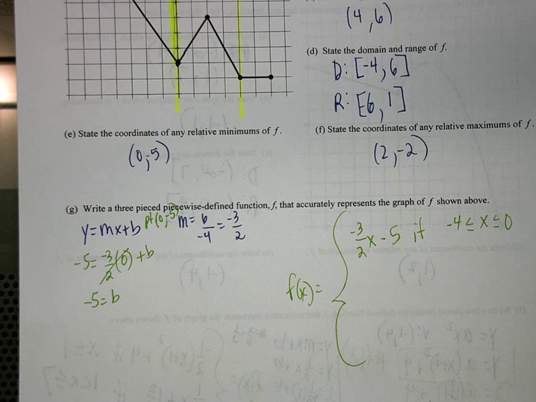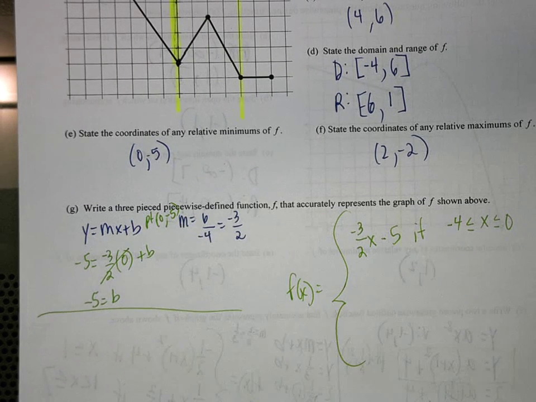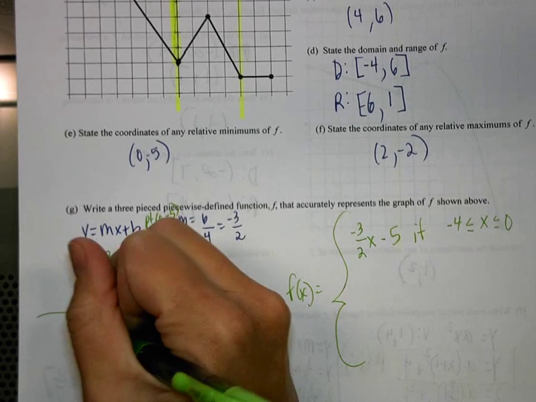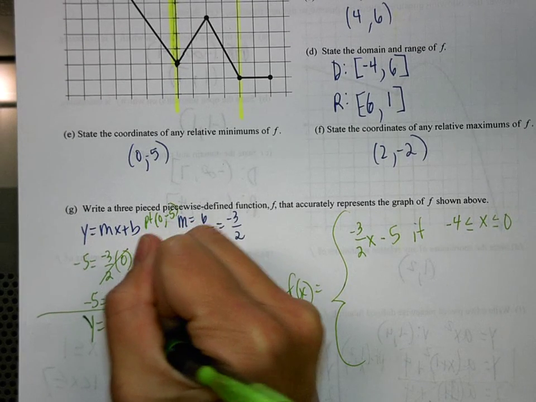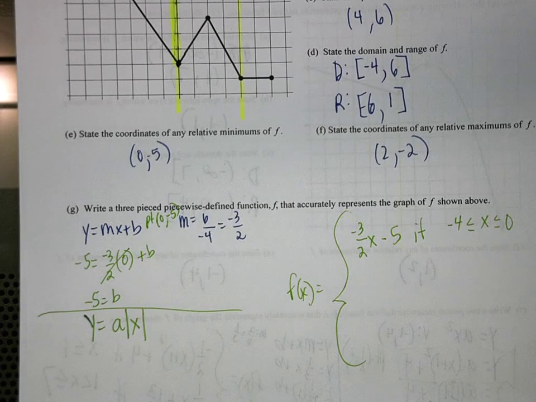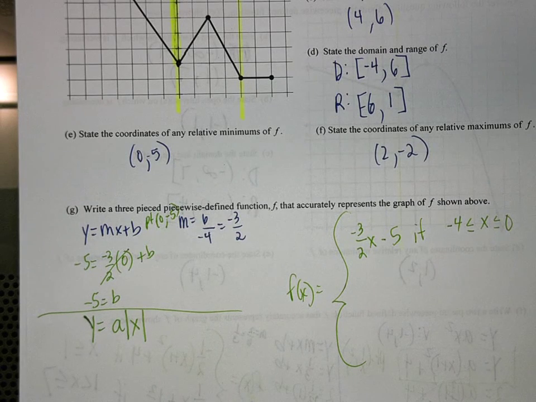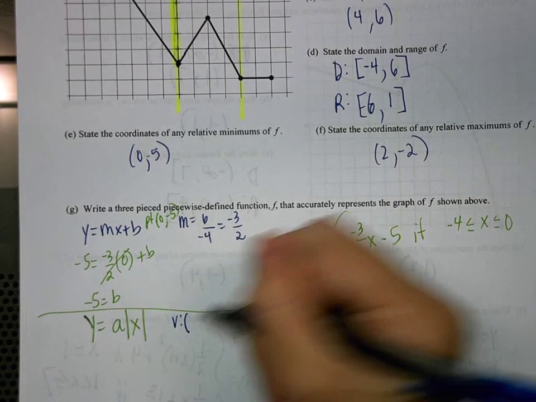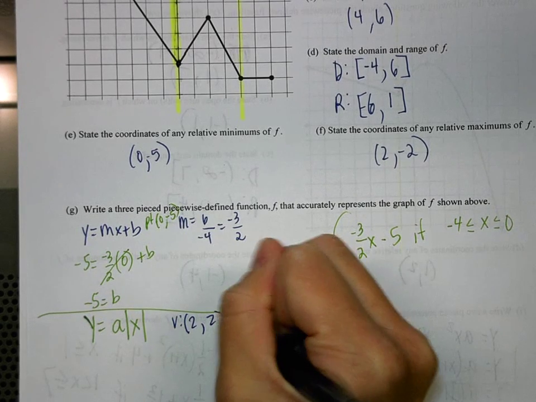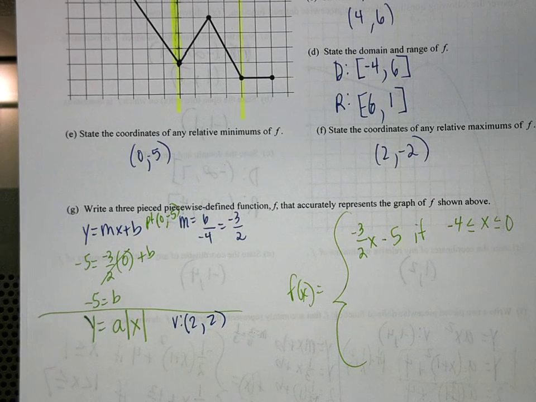Okay, so now we're going to do the second one. That's an absolute value function. Okay, absolute value functions are y equals a times the absolute value of x. What is the vertex there of that absolute value function? (2, -2), right? Thank you, Candy.